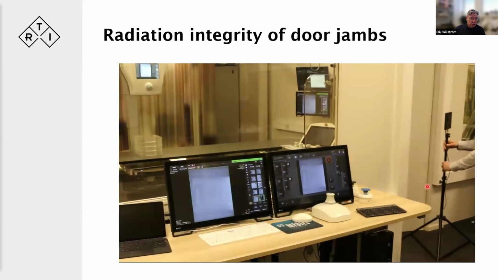Could be checking the door jambs as well. Here's a door. It might be a little bit tricky to see, but a door into the room, so you can place the probe, the scatter probe, right there. Here's the tube. Scatter is generated from the slabs and then shoots out in different directions there, so we can see how efficient the radiation trap in the door jamb is.